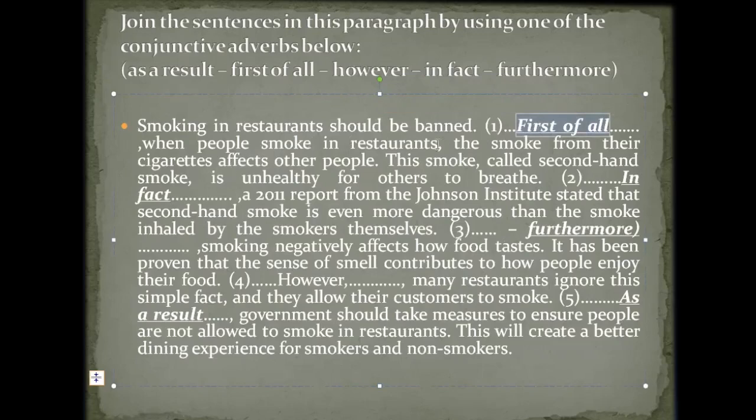When people smoke in restaurants, the smoke from their cigarettes affects other people. This smoke, called secondhand smoke, is unhealthy for others to breathe. In fact, so we're illustrating a fact, we're mentioning a fact that came from a certain report. We need to use the words in fact. A 2011 report from the Johnson Institute stated that secondhand smoke is even more dangerous than the smoke inhaled by smokers themselves. And then furthermore, because I'm proceeding to another item, I use the words furthermore.